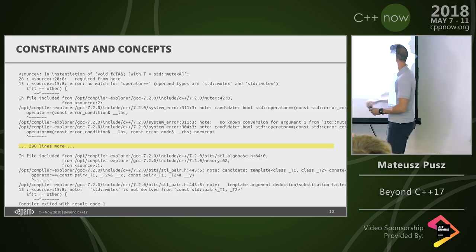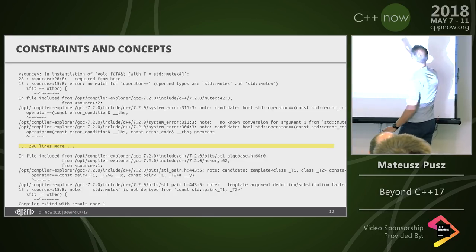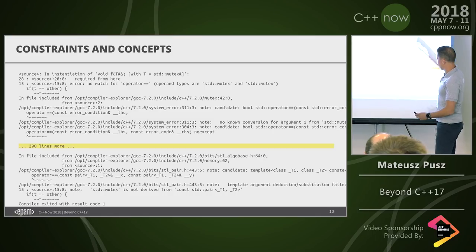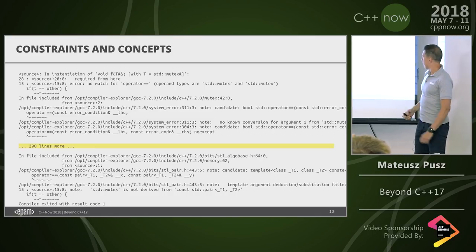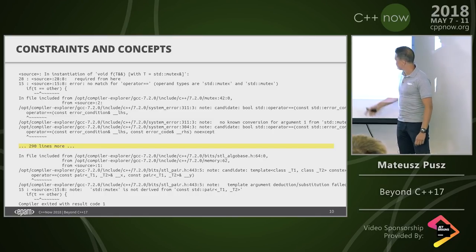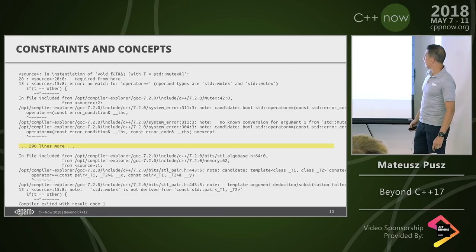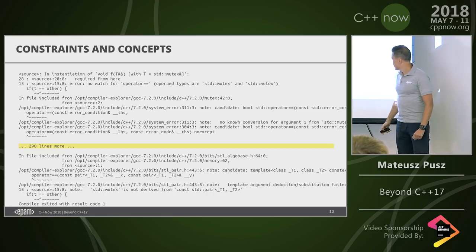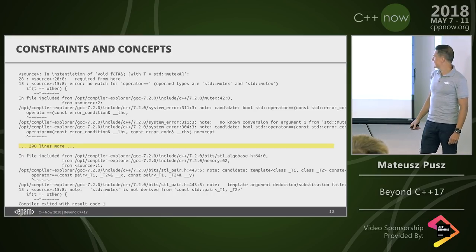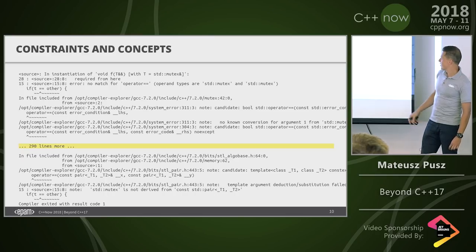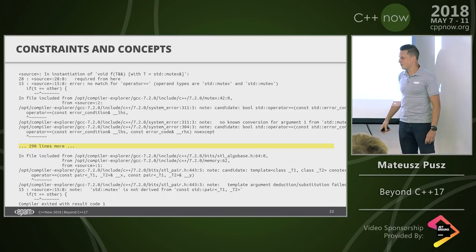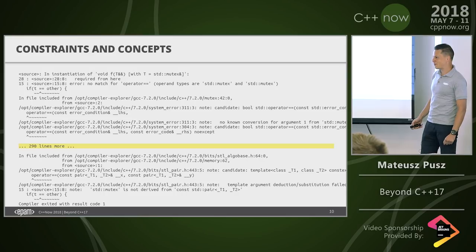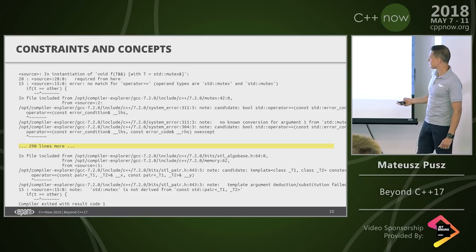You have the information that there is no match for operator== for the mutex, but it's followed by all of the, let's say, tryouts of the compiler to find a proper definition of the template for it. It's not easy to read. As was mentioned today, the compiler error message can even overflow your hard drive when you are doing hardcore template metaprogramming. So concepts are here to help with that.